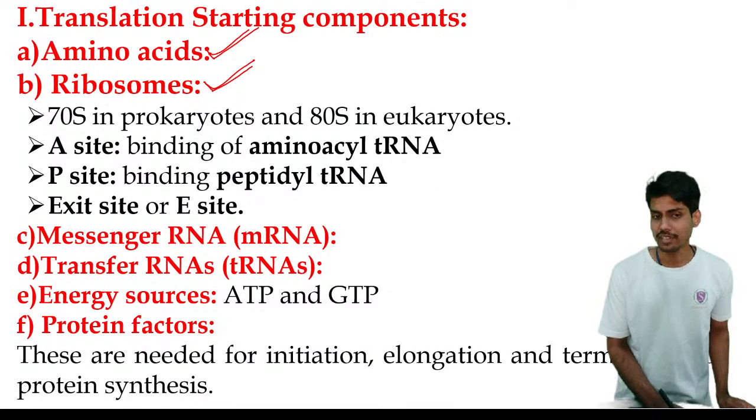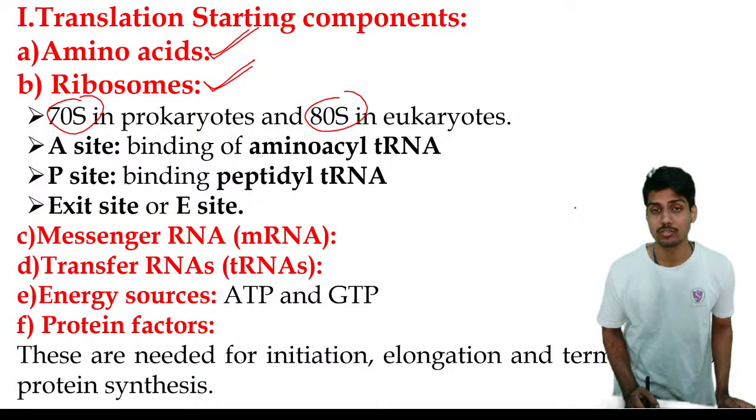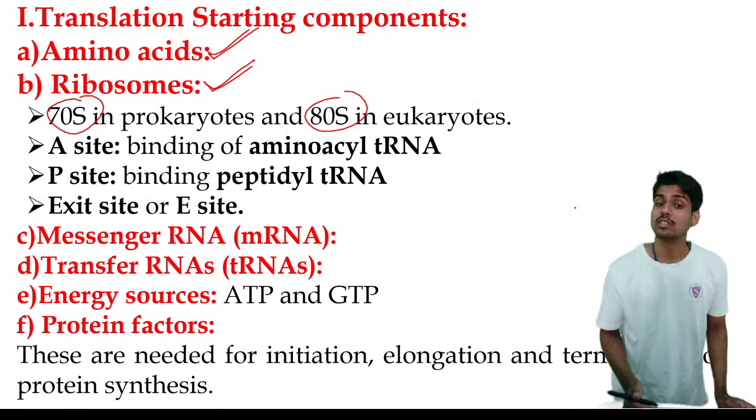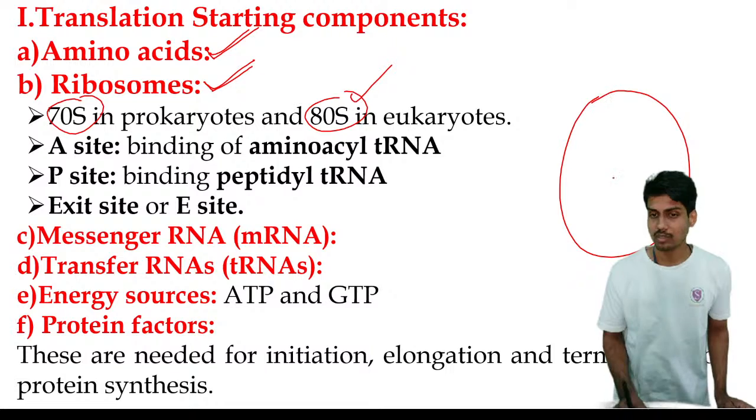Then there are different types of ribosomes. 70S are there in the prokaryotes, 80S are there in the eukaryotes. So this will depend on which translation we are going to see. We are going to see the eukaryote translation first, so in that, these 80S ribosomal units will be present. There would be different sites on this ribosomal unit. Okay.